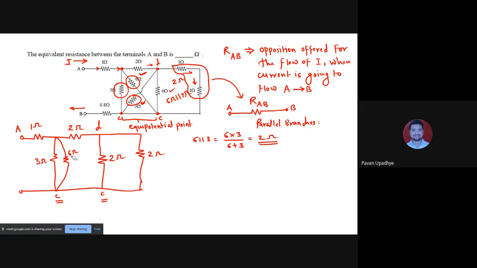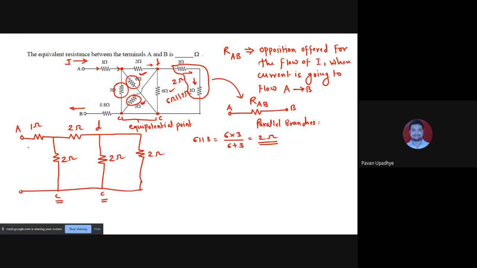Similarly, instead of this 6 parallel 3, I would have a replacement. 6 parallel 3 is already calculated, so we know it comes out to be 2 ohm. So we will get a branch of equivalence over here as well. Now, look at this. Then we shall again think of the division of current.